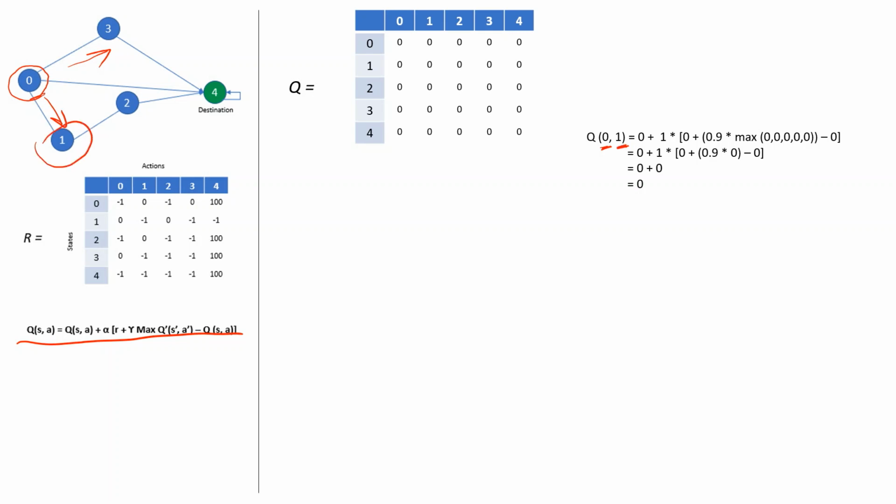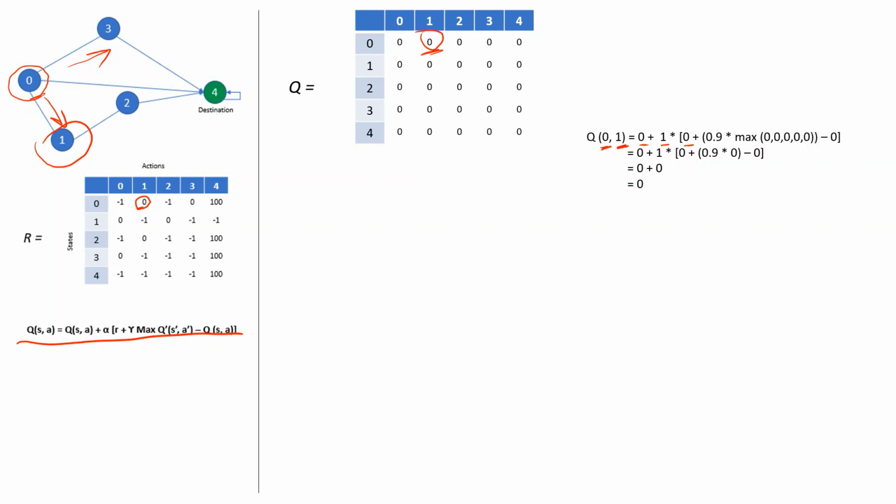So now we are trying to calculate Q value for 0, 1, which is this one. Here, the existing Q value is 0. So you can see the value is 0 here. Then we'll put value for learning rate, which is 1, multiplied by, within brackets, reward value from matrix R, which is this one, which is 0 here. So we put a 0 here.